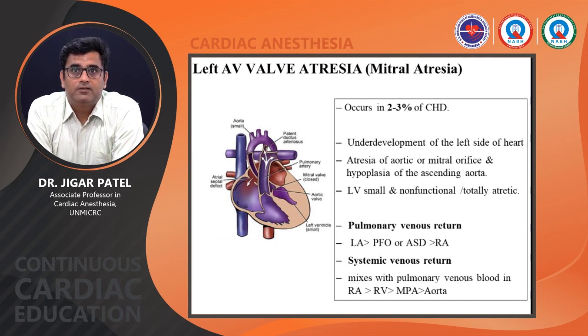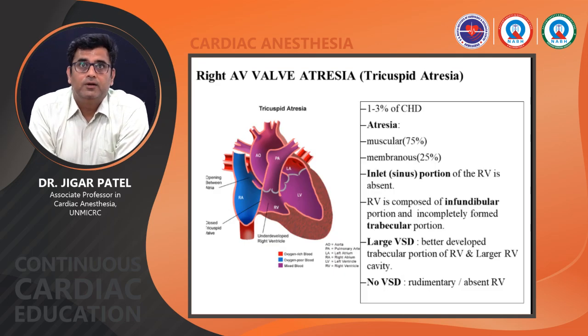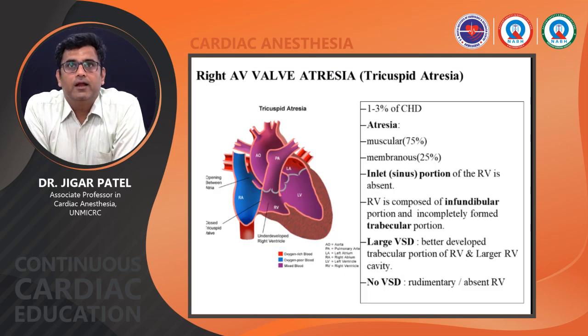Here, pulmonary venous return comes from the LA through the PFO or ASD and goes to the RA. In the RA, it mixes with the systemic return and goes to the RV. Then it reaches the MPA and goes to the pulmonary circulation, and part of it goes to the systemic circulation through the patent ductus arteriosus.